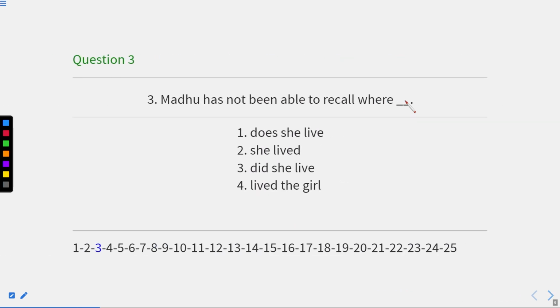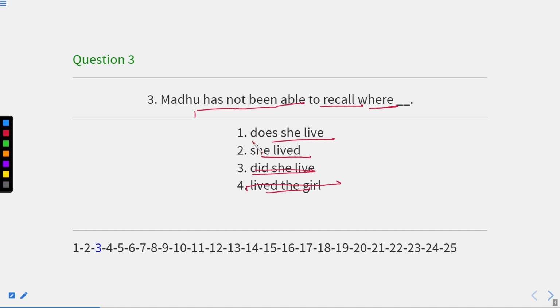This is the third one. Madhu has not been able to recall where. Now Madhu has not been able to, this is present tense. Madhu has not been able to recall where does she live, where she lived, where did she live, or where lived the girl. Now obviously where lived the girl does not make any sense. Okay, did she live? No.